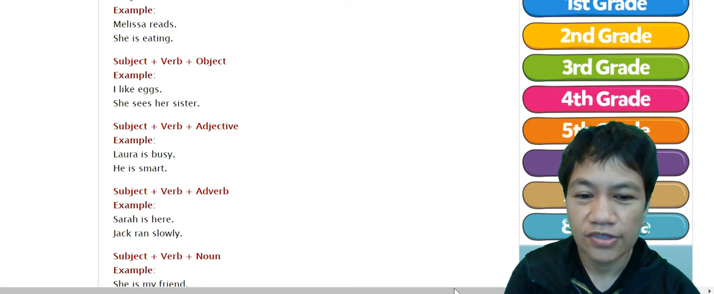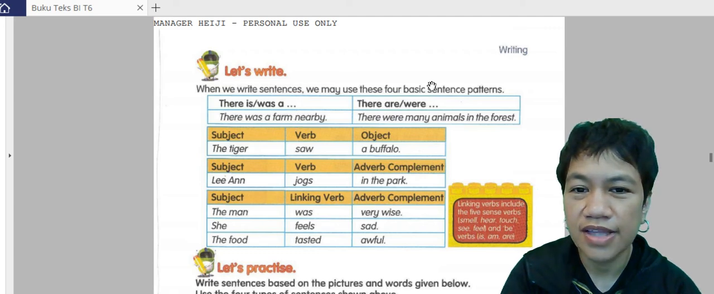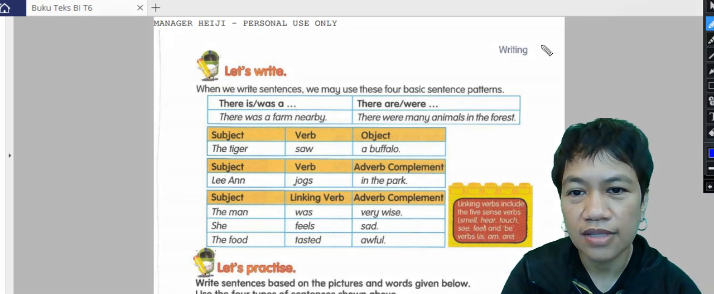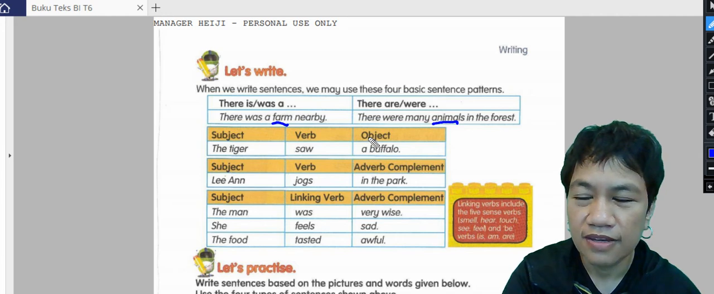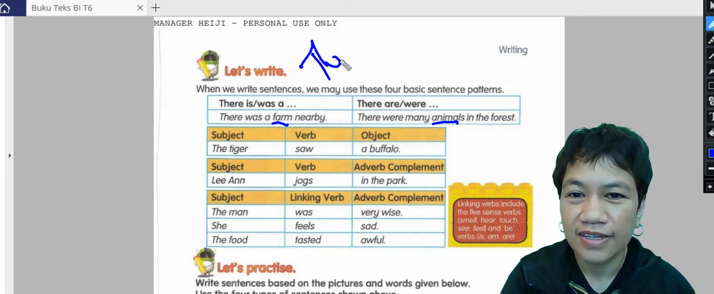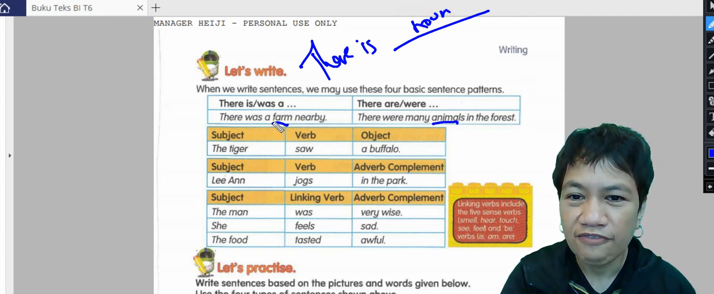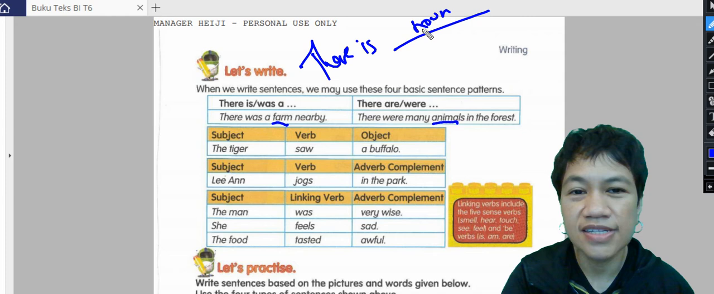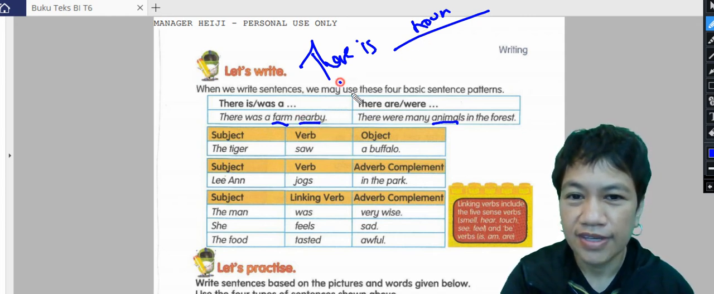So now we look at your textbook. Okay, besides the sentence patterns, we also have this. There is, there was. Usually to start a sentence. But you use there is, there was if there is a noun in the sentence. If there is no noun, it's going to be very difficult or impossible to use there is or there are. For example, there is. You must follow it with a noun. There is a farm. Okay, farm is the noun. Nearby. This is the complement.